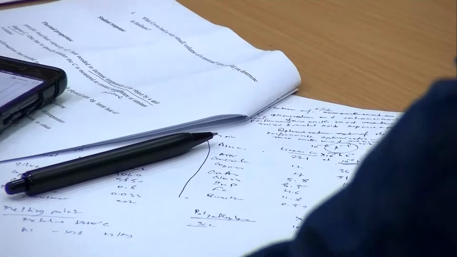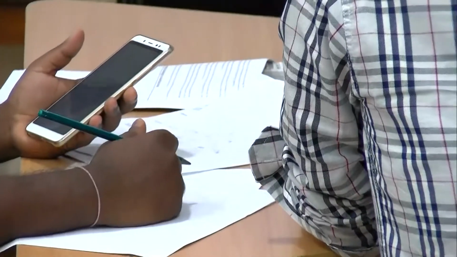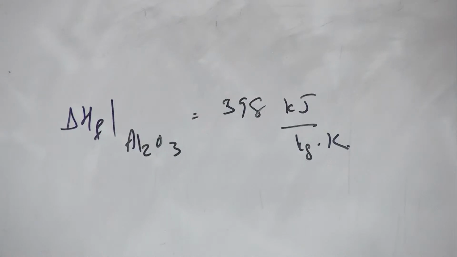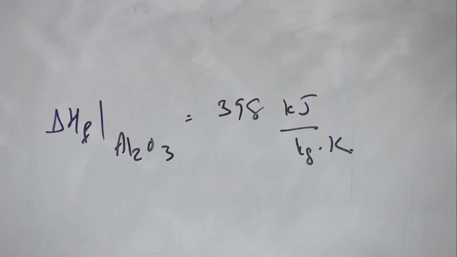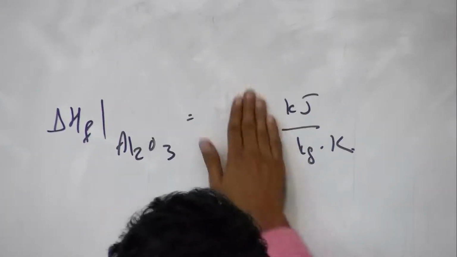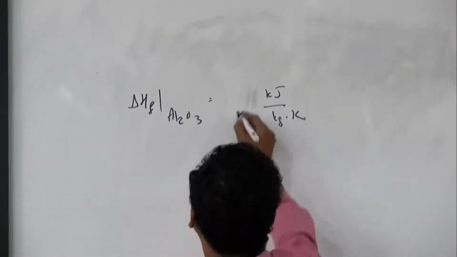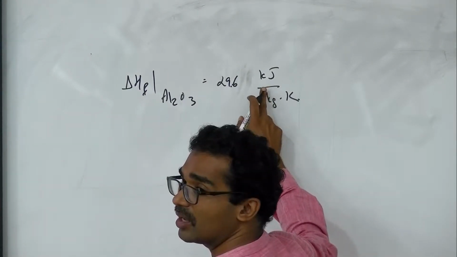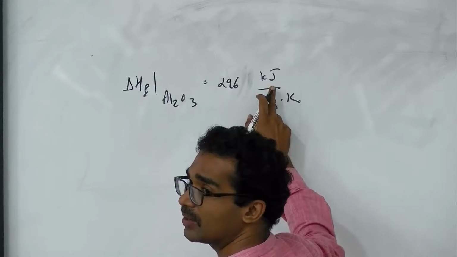Or let us work with his number. His number is how much? For alumina, how much is it, Naveen? Delta HF for alumina. 398. Kilojoule per kilogram Kelvin. All right. But then you had another number for? So, this 398 was for a metal. I am asking for a ceramic. So, what is the value you had, Naveen? Can you tell me? 29.6. It was not for alumina. Ah, okay. Kilojoule per mole.